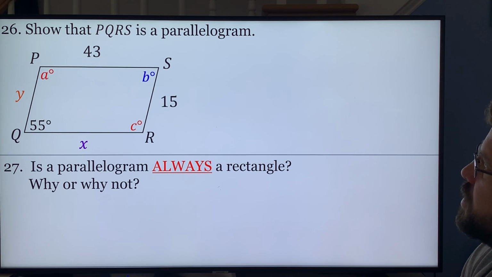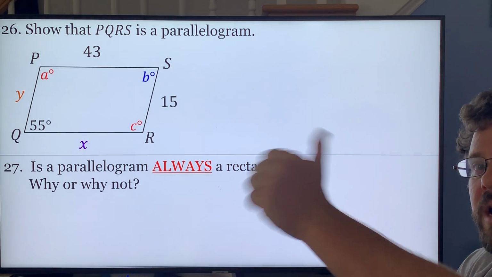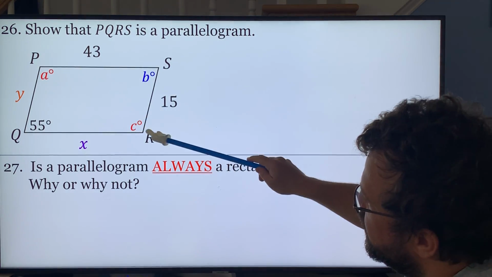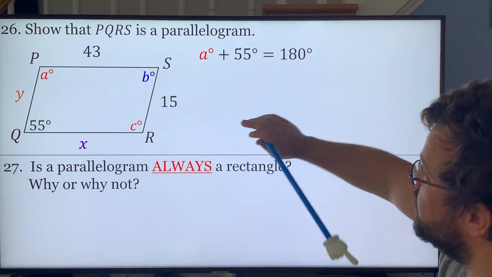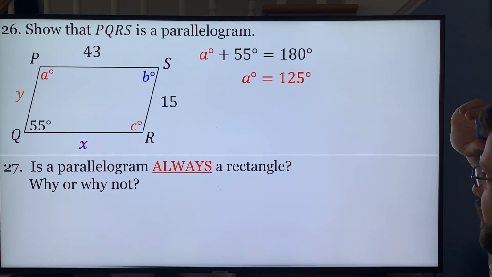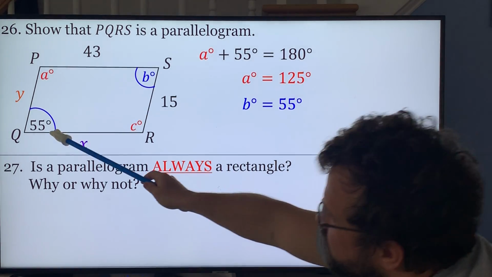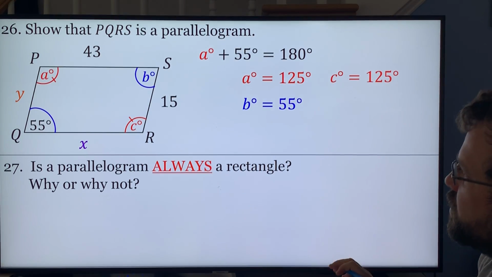All right, 26. Show that PQRS is a parallelogram. What would make it a parallelogram? Opposite sides congruent, opposite angles congruent. So, A and C are equal. A plus 55 are supplementary, linear pair. A plus 55 equals 180. A is 125, 180 minus 55. B, congruent, is 55. C is congruent to A, is 125.